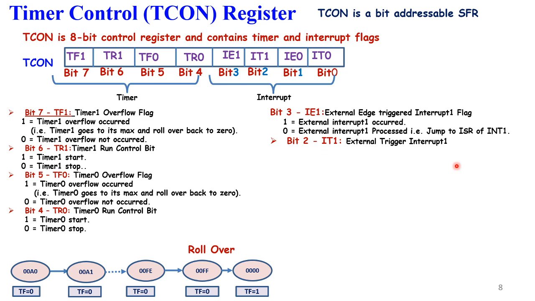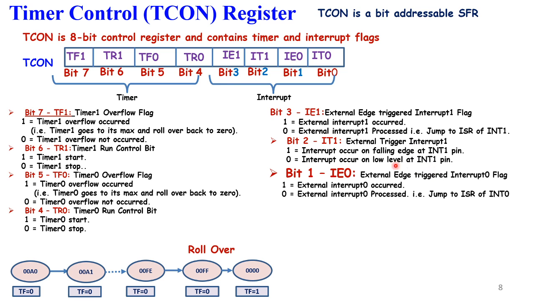Bit 2 is IT1, the external trigger input for INT1. When it is 1, the interrupt occurs on the falling edge at the INT1 pin, and when it is 0, the interrupt occurs on low level at the INT1 pin.